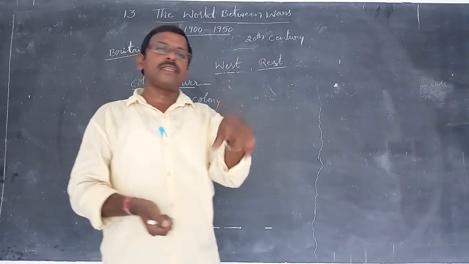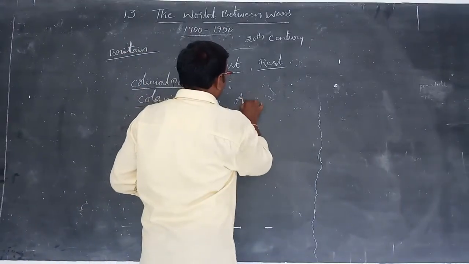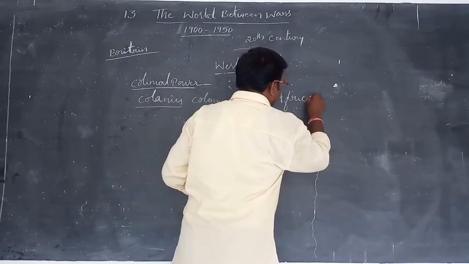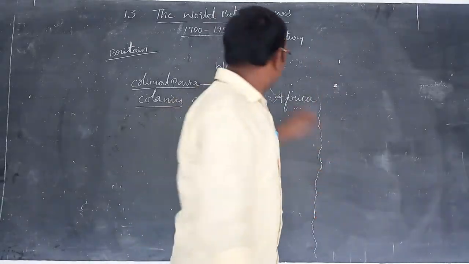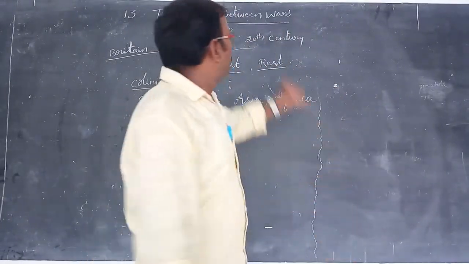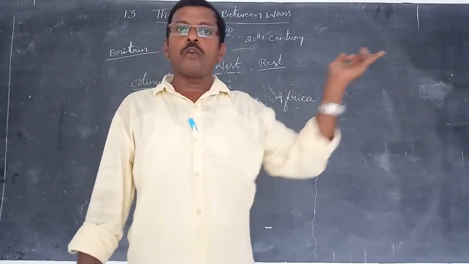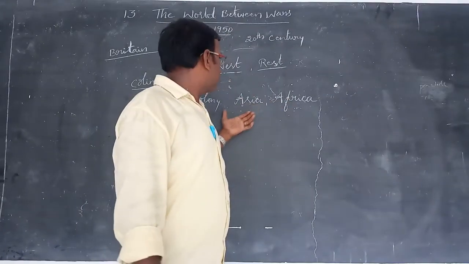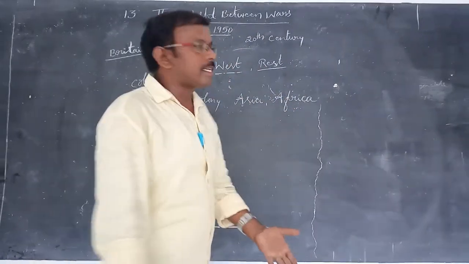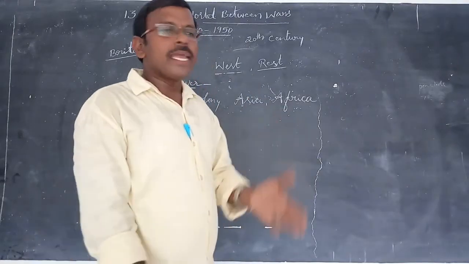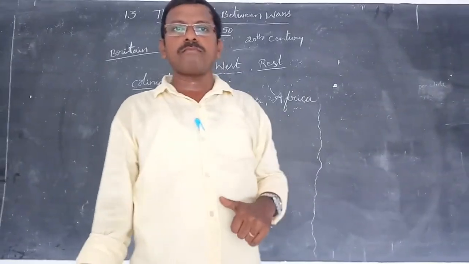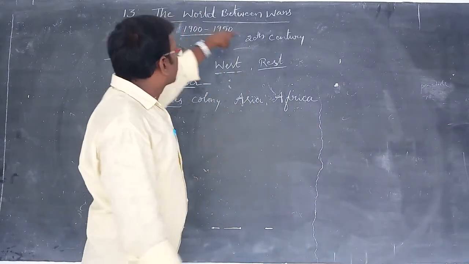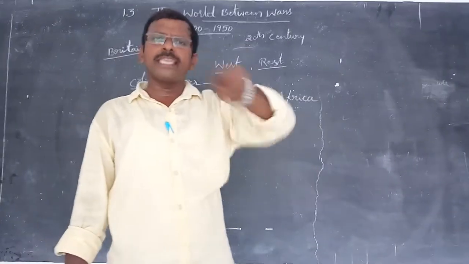Such like so many countries in Asia and Africa were occupied by West countries and ruled by those countries. These Asian and African countries were exploited economically and politically by West countries, by developed countries. All these things happened in the 20th century.